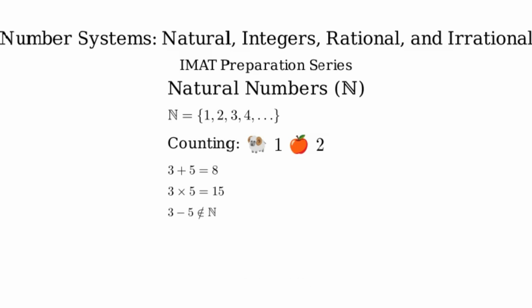The problem: what happens if you try to subtract a larger number from a smaller one? For example, what is 3 minus 5? The answer is not a natural number. This limitation leads us to our next set.